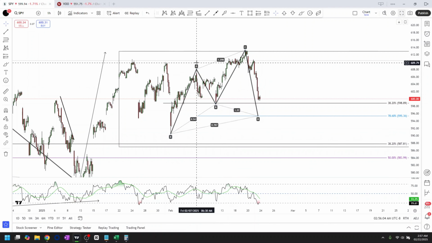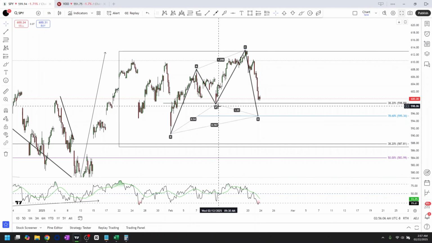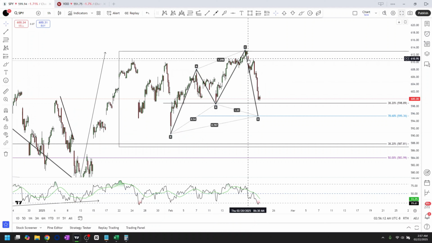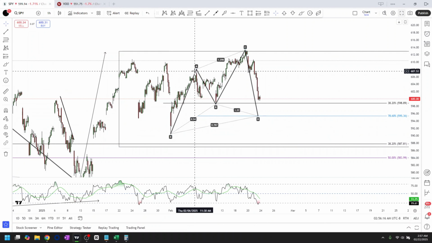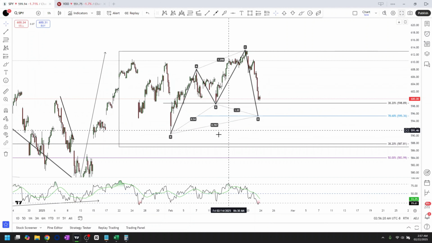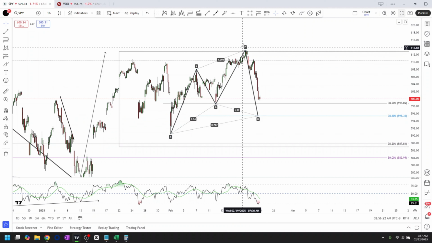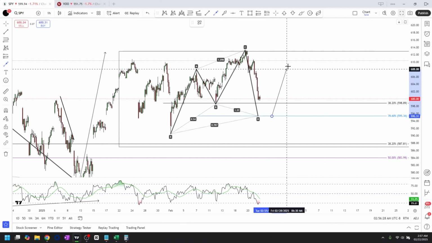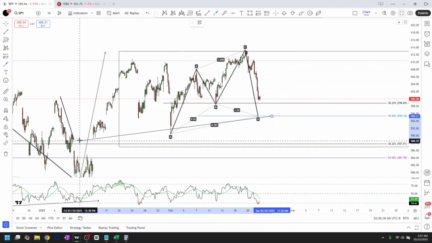So impulse X to A, remember B needs a 382 or 38.2%. We're at 54% on B. That's valid. That's good. You need a 127% extension of X to A. You're at 129, almost perfect. And you need a 786 retracement of X to C for the decompletion and entry points to get long. And that did so amazing.